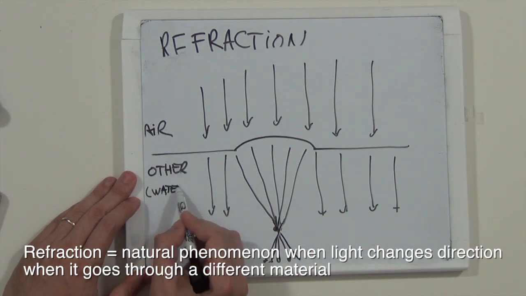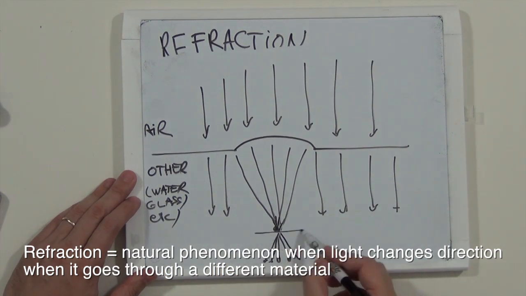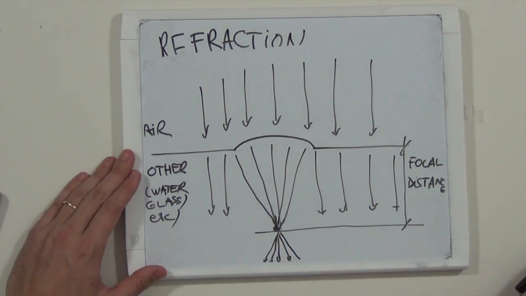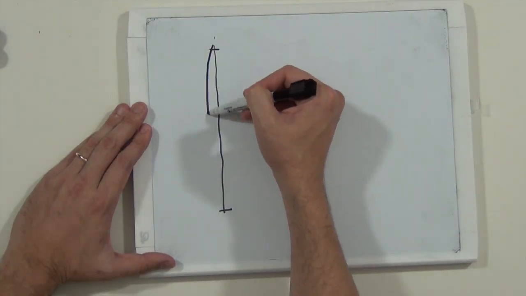This is called refraction. I'm not going to question why and how, I just know it happens. When the light hits the surface, it changes direction. A lens is basically a piece of glass or a piece of something else. It could be made of something else. It needs to be just transparent.